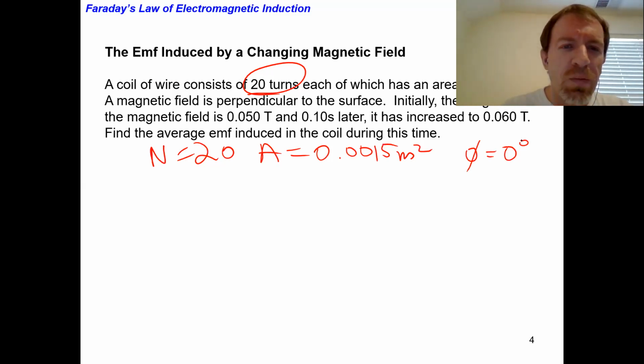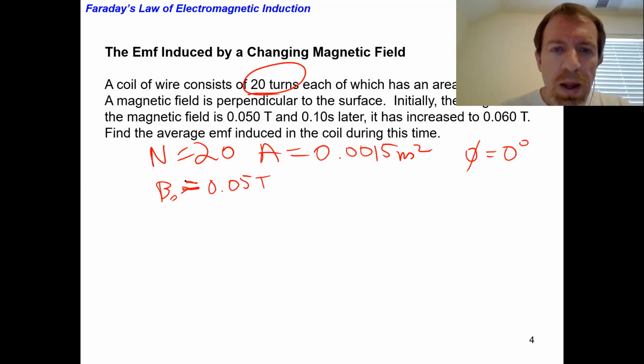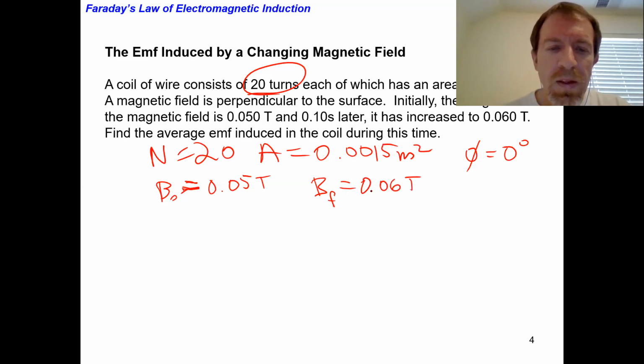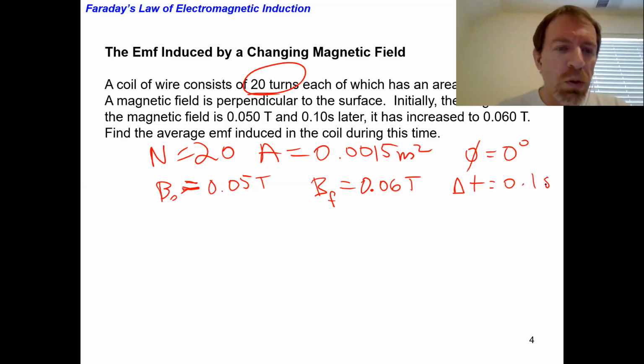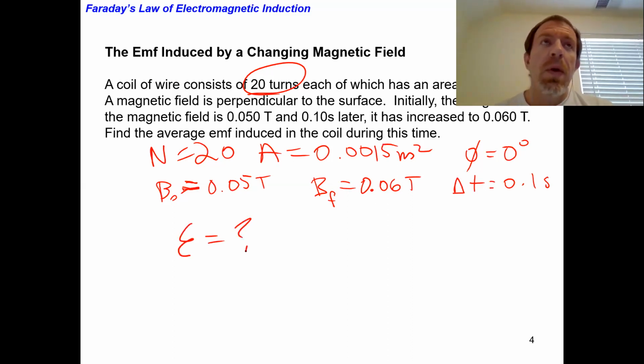It says initially the magnetic field is 0.05 Tesla. And then 0.1 seconds later, it has increased to 0.06 Tesla. There's initial and final. And it gives me a time. It says that it took 0.1 seconds to do that, okay? And so what are we supposed to do now? We're supposed to calculate this average EMF. Okay, so that formula that we had actually was a formula for average EMF.